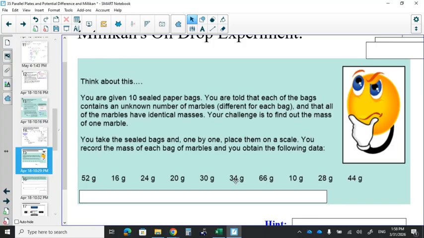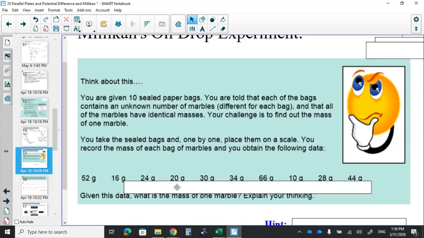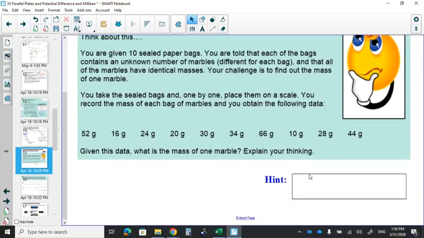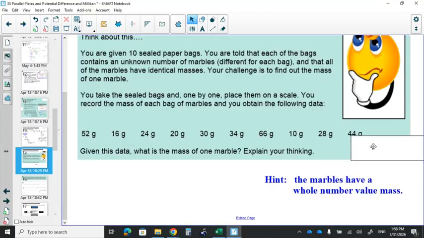So press pause, think about it, and try to come up with an answer for what you think the mass of a single marble would be based on those numbers. I'll throw in some other numbers later that would make it more obvious, but for now, that's what you've measured, and it's more realistic for the actual experiment. So, given this data, what's the mass of one marble? Explain your thinking. I don't have much of a hint here, but the marble's going to have a whole number mass, which eliminates some other possible answers.